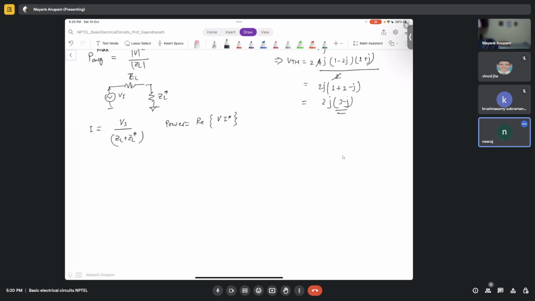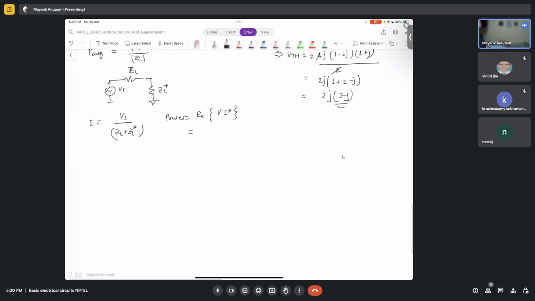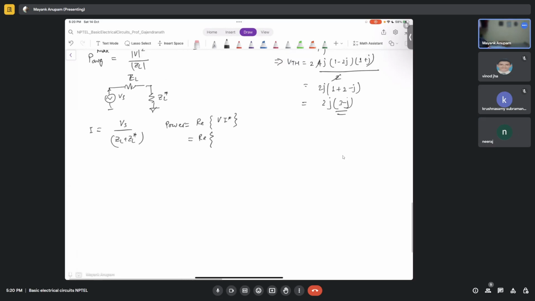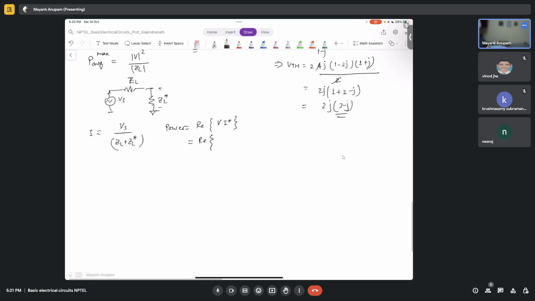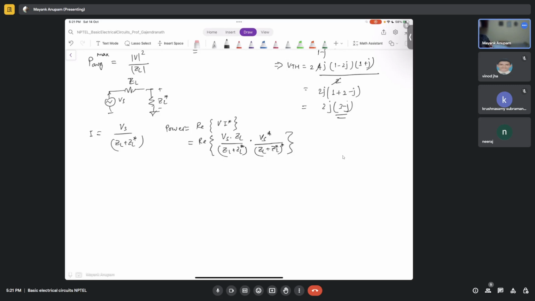Okay, sir. This is real of, what is V across this? This is Vs into ZL upon ZL plus ZL conjugate, right? And into I conjugate. What is I conjugate? Vs conjugate divided by ZL plus ZL conjugate. Right? So by the way, there is a half factor involved here, okay? So it is half of this.